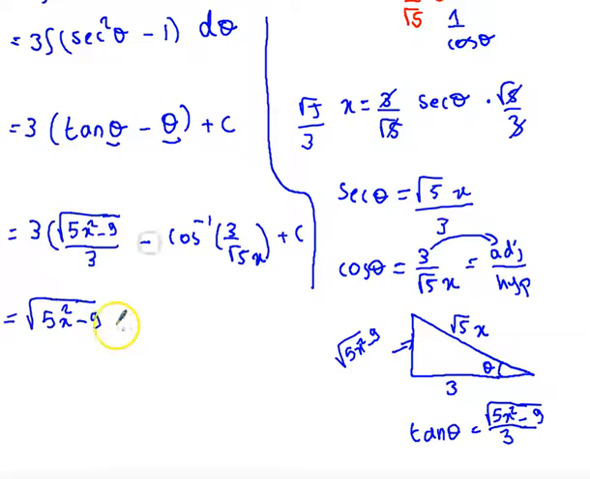Here we have minus cosine inverse of 3 over radical 5x over 3, or times 1 over 3 here, plus C, and it's done.